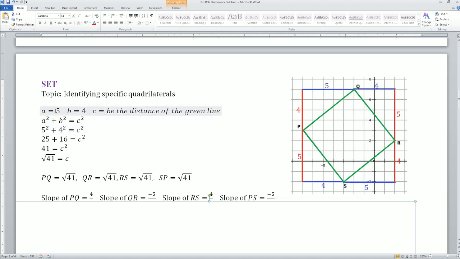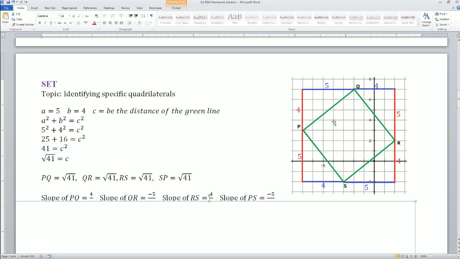So I let a equal 5, b equal 4. It doesn't matter which one it is, right? Because they're both legs, you could switch them up. But I define my c, or the hypotenuse, as the distance of the green line. So that would give me all the distances. I did the Pythagorean Theorem. a squared plus b squared equals c squared. You can see the algebra here. I got the final answer as c equals the square root of 41.